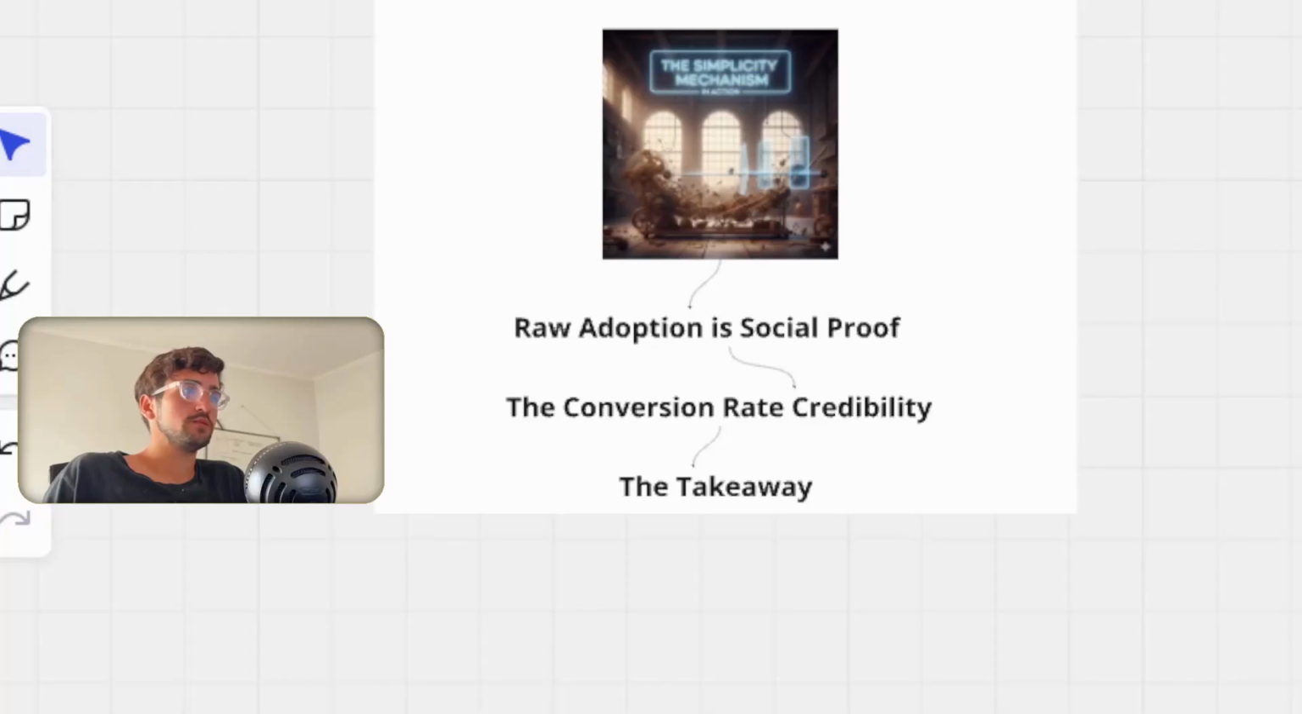So here the builder lesson is simplicity. Raw adoption is social proof. He didn't wait for 50,000 users. He used a concrete number, like 500 plus users, to show the world that Buffer was already solving a real problem. And then the conversion rate credibility. Reporting the 4% paid conversion didn't just show signups. It showed people were paying. So this early metric validated product market fit and drew significant press and user interest.